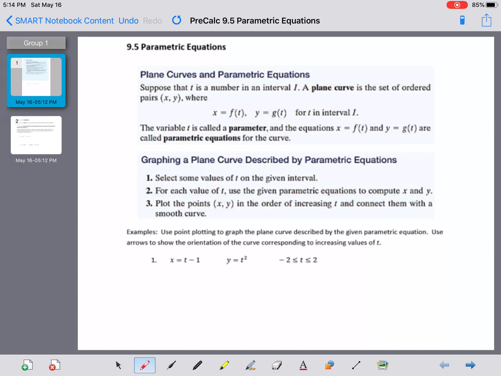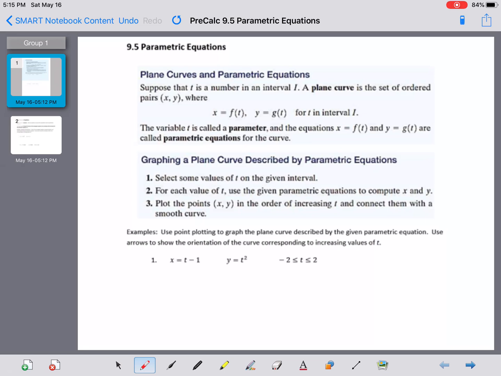So 9.5 parametric equations. We're going to take these plane curves, parametric equations, and break down these problems by adding a new parameter. Suppose that t is a number in the interval I, and a plane curve is a set of the ordered pairs, all x's and y's, that fit my 2 parametric equations, x equals f of t, y equals g of t, for t in the interval I. So t is the parameter.